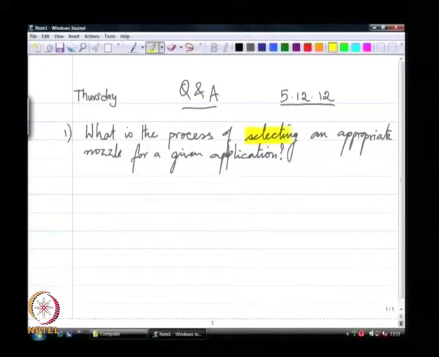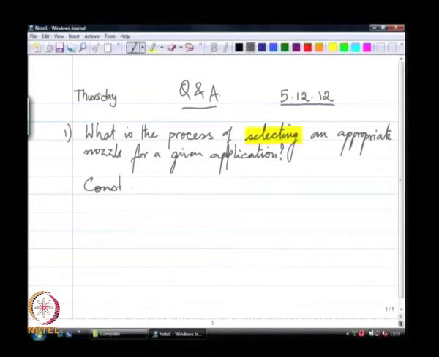Now, I want to emphasize one thing. I want to first emphasize this keyword, selecting. We are not going to talk about how a nozzle is to be designed. There are, let us say, a hundred or a few thousand nozzles that are available. We are going to look at how to select the appropriate nozzle. Now, the constraints that are posed by the user. So, let us talk about those first.